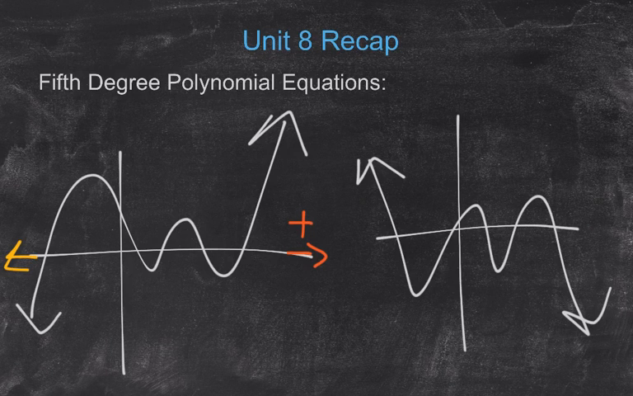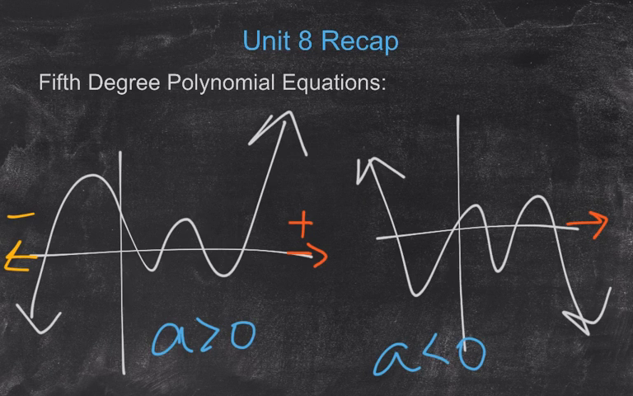Positive end behavior is positive, negative end behavior is negative. So we're seeing for fifth degree that the end behavior is different again. This is for A is greater than 0. If I look at A is less than 0, so a negative vertical stretch factor, as x increases, y decreases, and as x decreases, y increases.